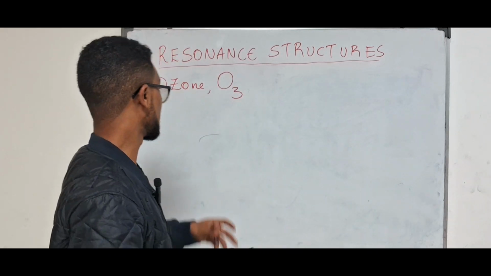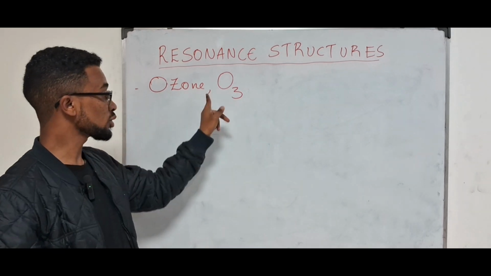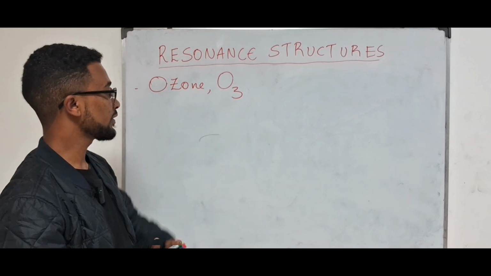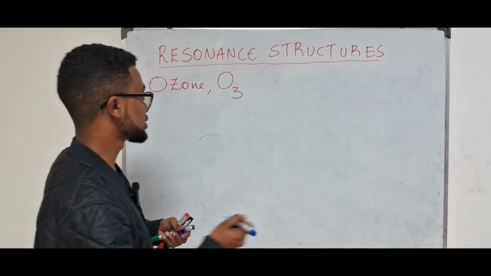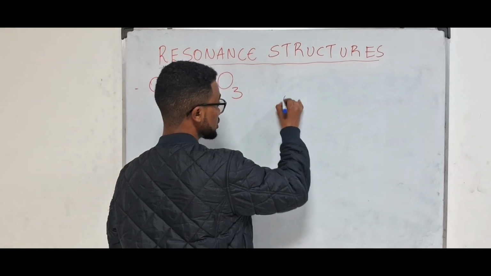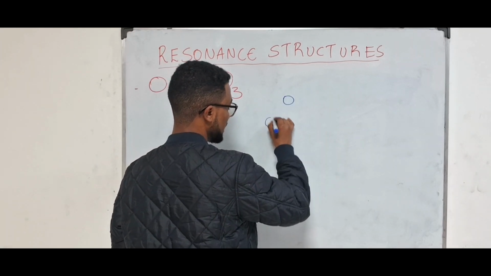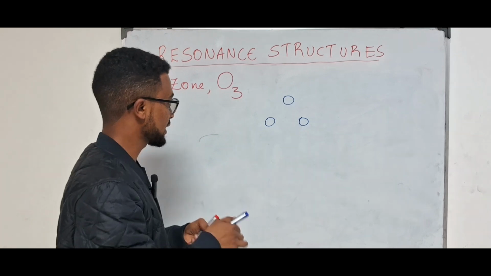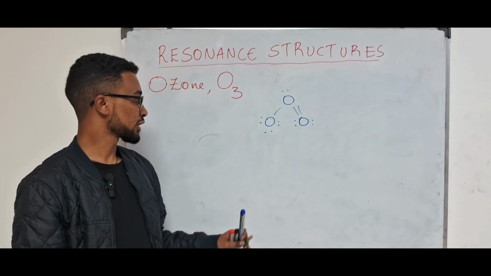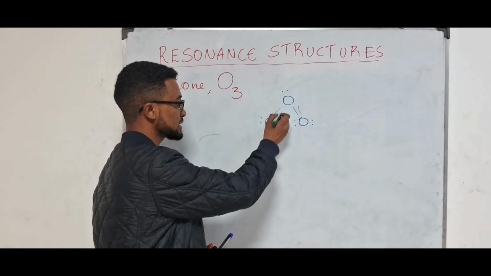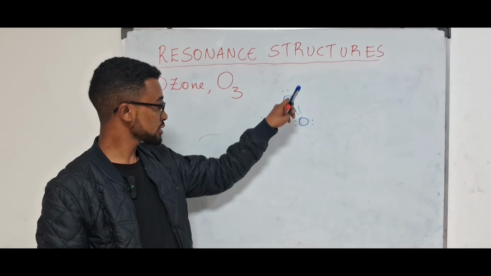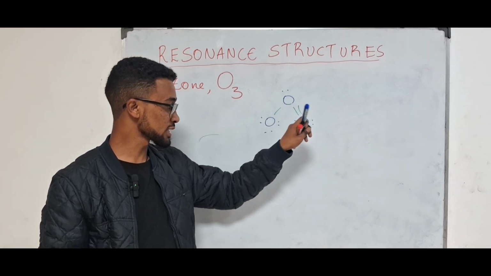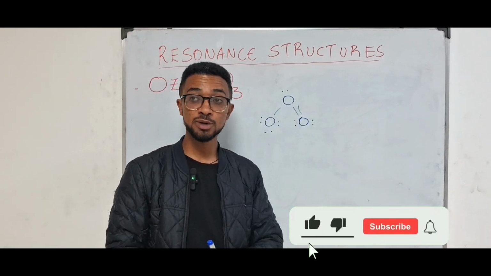Let's look at an example. The first example will be the ozone molecule. In the ozone molecule, we have 3 oxygen atoms. Let's draw the Lewis structure of ozone. So we have 3 oxygen atoms. This is one possible Lewis structure. We can check: this oxygen has 8 electrons, this oxygen has 8 electrons, and this oxygen again has 8 electrons. This is one possible Lewis structure.